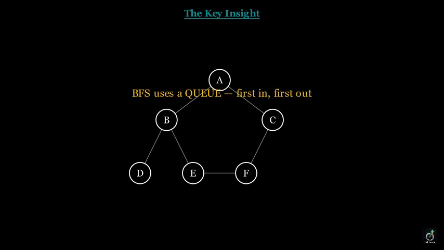Level by level. Depth first search uses a stack instead. Or just recursion, which behaves the same way. The most recently discovered node gets explored next. That means you commit to one path and follow it as deep as it goes before backtracking.